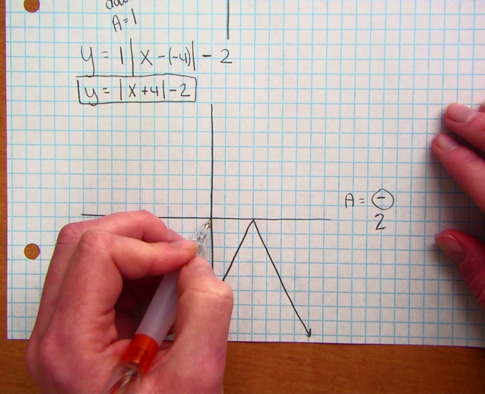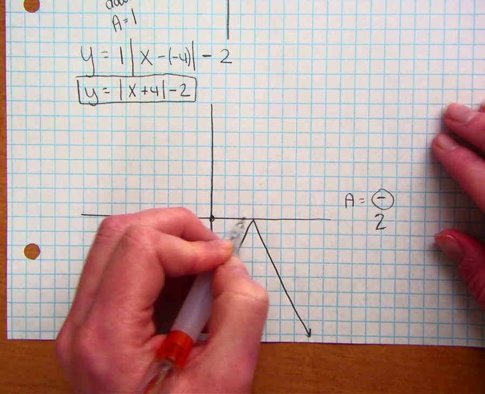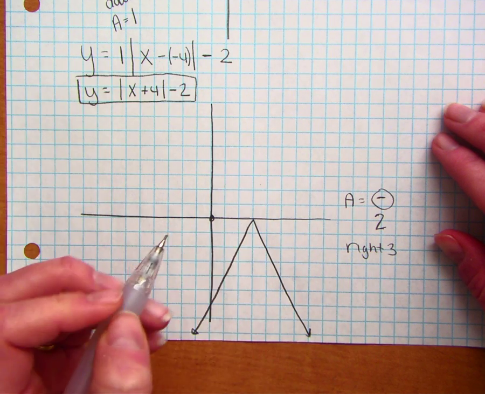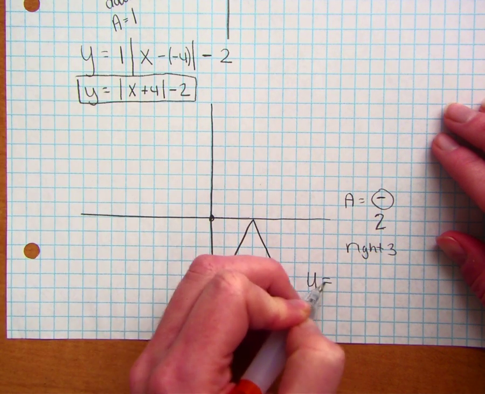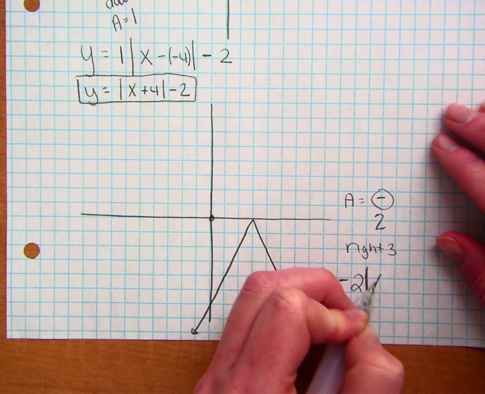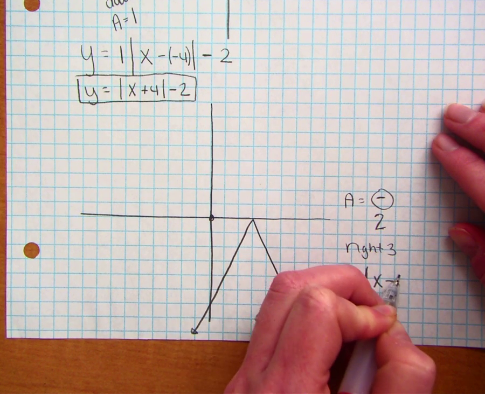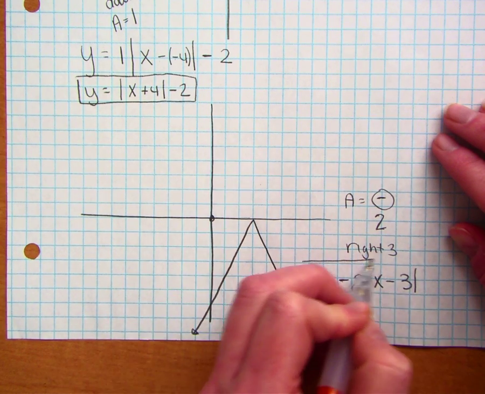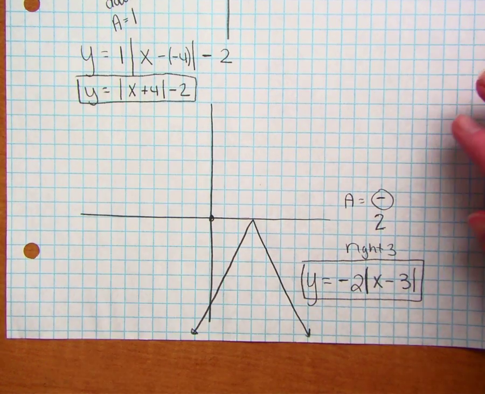Then we look at our transformations from 0. It is going right 3 units, and it does not move up or down at all. So again, y equals the negative 2 absolute value of x minus, right is positive, so x minus 3, and then there's no D. And then we have our graph of our equation that matches the graph.